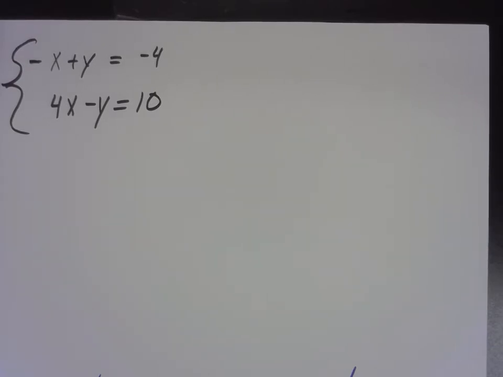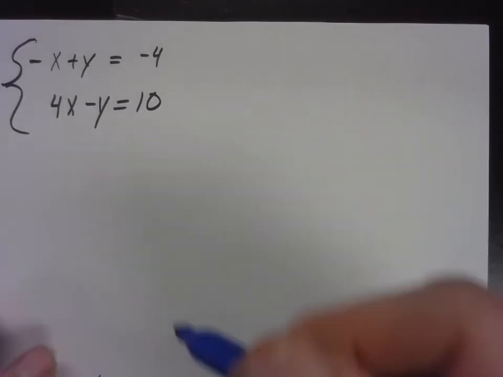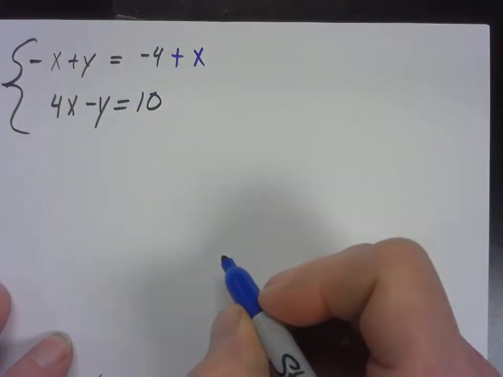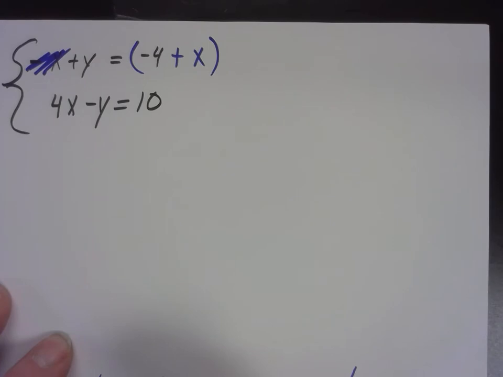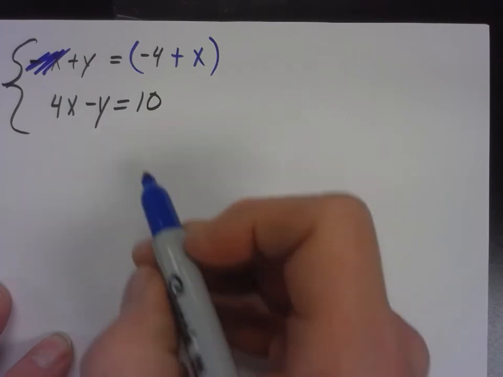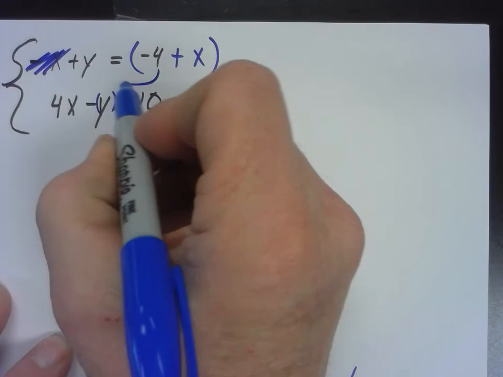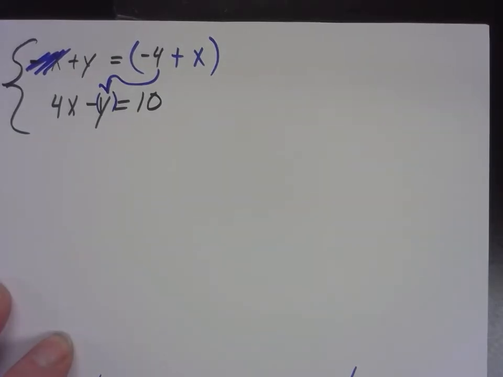Which one? Top or bottom? You could solve the bottom one for y, but I think the top one. Do you want to subtract y from both sides and then divide by negative 1? Or just add x to both sides? Okay, everybody add x to both sides. So if we add x to both sides, that's gone. There's y, and you understand where you're going to put it? Make sure you replace that y with parentheses and put that negative 4 plus x inside. It's going to make a big difference.